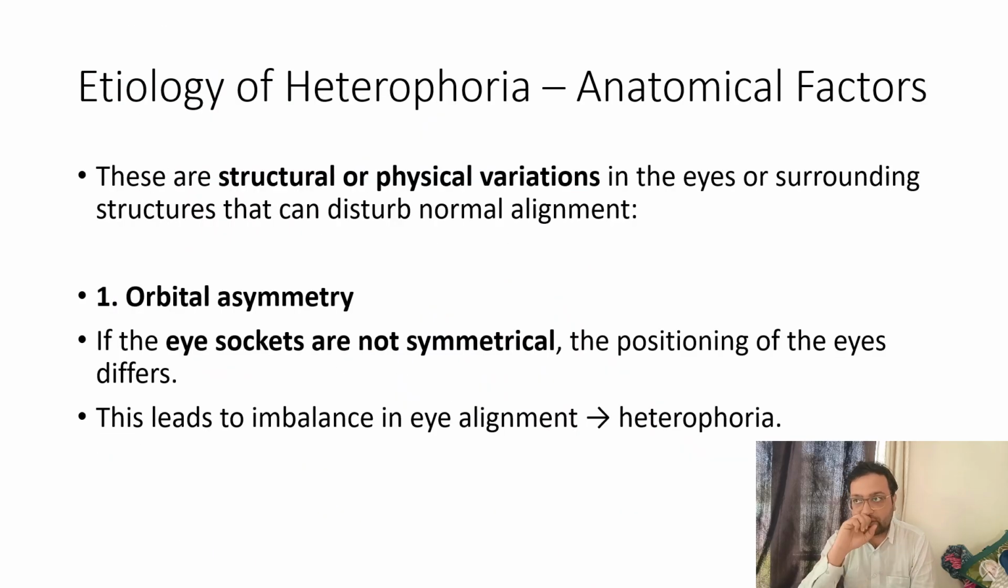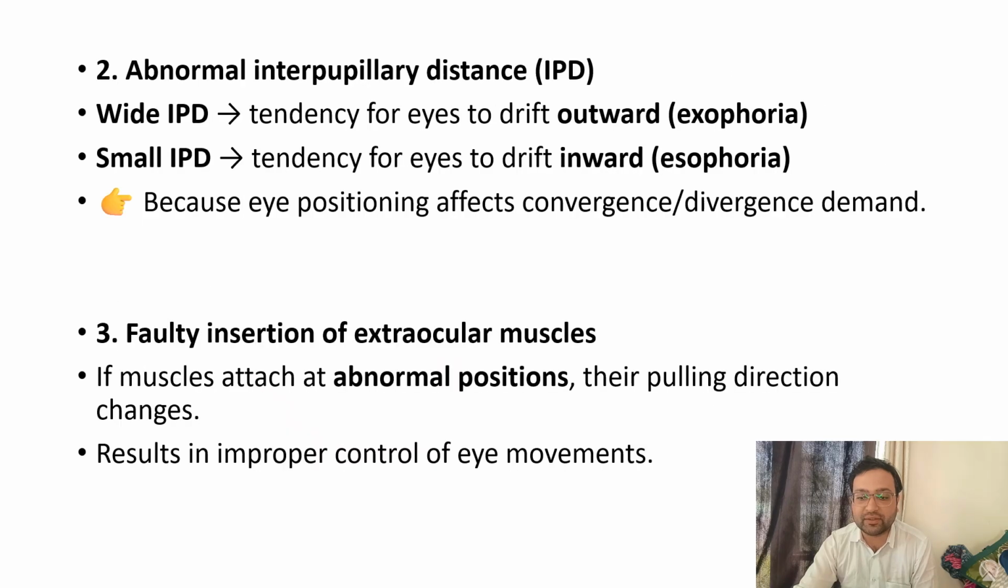Then coming on to the etiology of heterophoria. First of all, we should learn about the anatomical factors. These are structural or physical variations in the eyes or surrounding structures that can disturb the normal alignment. Number one is the orbital asymmetry. If the eye sockets are not symmetrical, the positioning of the eyes differs. This leads to imbalance in the eye alignment and hence heterophoria occurs.